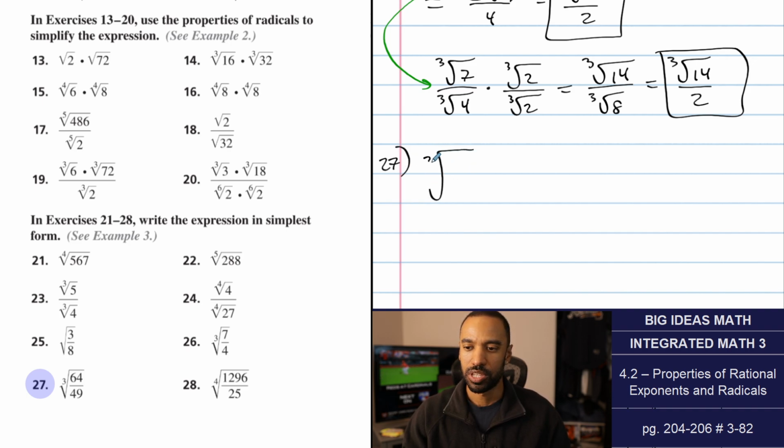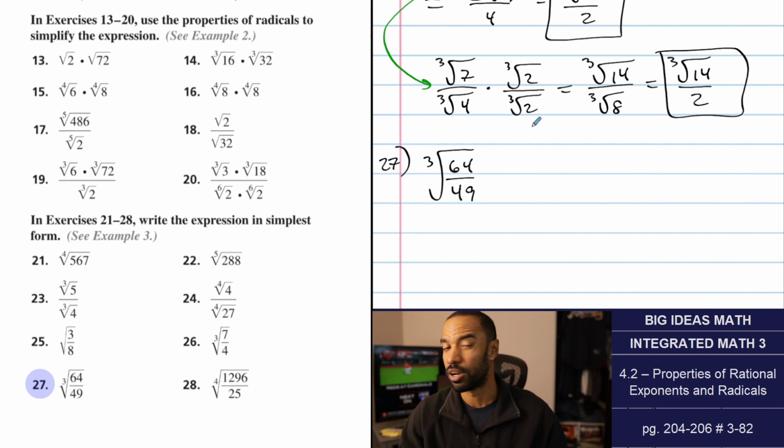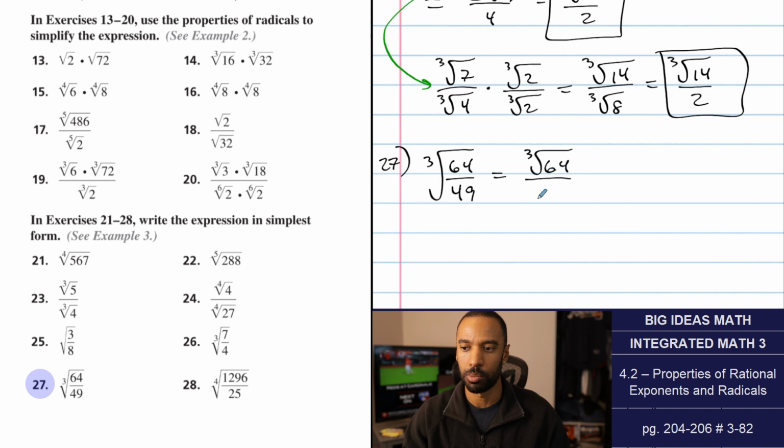27, I have cube root of 64 over 49. If only this were a square root, that'd be perfect because these are perfect square values, but they are not perfect cube values. And these don't reduce. So this can simplify to the cube root of 64 over cube root of 49.